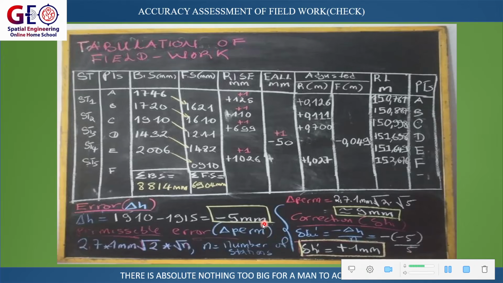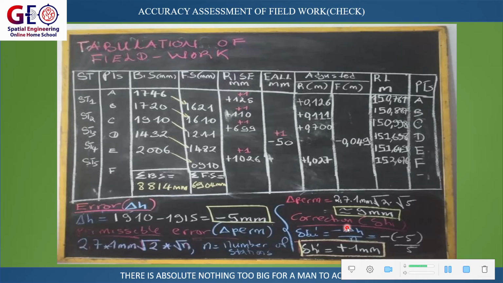So when we look at the error, we have an error of minus 5 millimeter, and we have a tolerance of plus or minus 9 millimeter. That means our error is less than the tolerance. That means our work is good. We can proceed with our calculation. Now, if you look down, you're going to see something like correction.